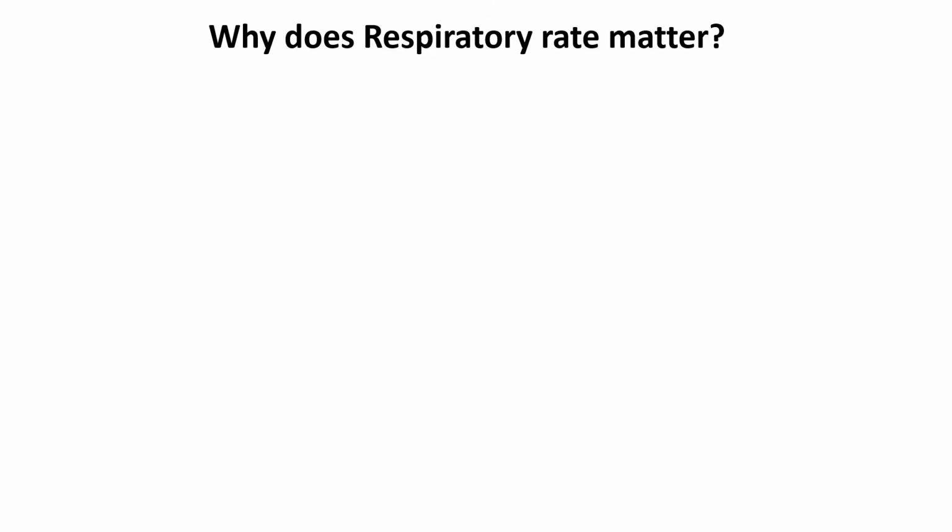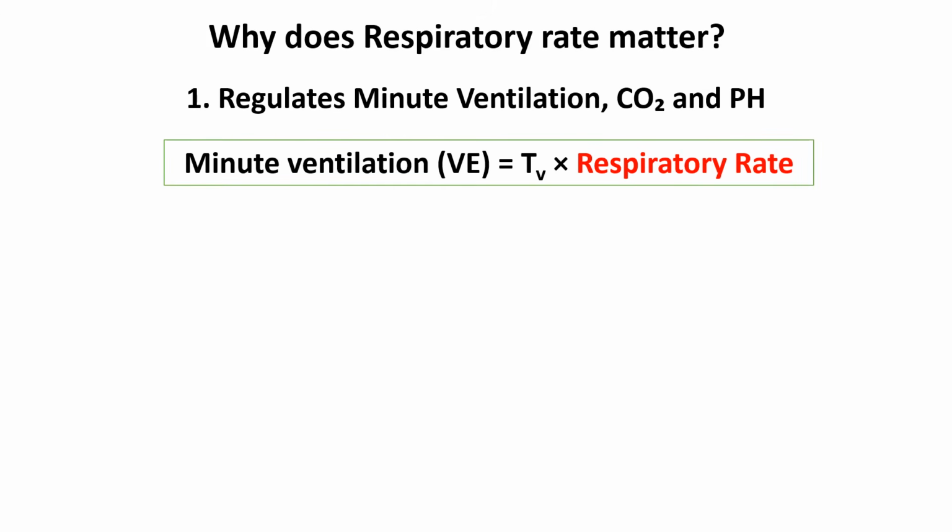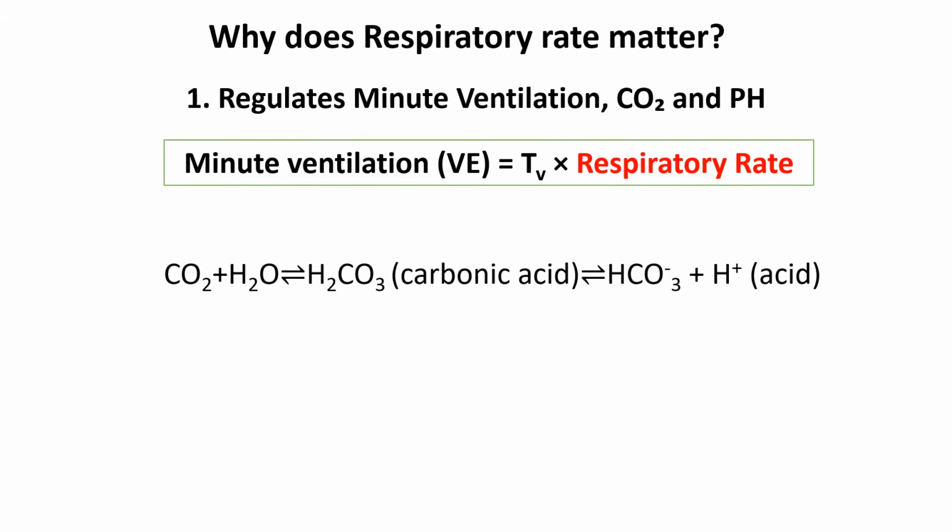Respiratory rate is a key factor in determining minute ventilation, which is the total volume of air moved in and out of the lung per minute. By regulating minute ventilation, it directly influences carbon dioxide clearance, and since carbon dioxide combines with water to form carbonic acid, its levels are crucial in maintaining blood pH.